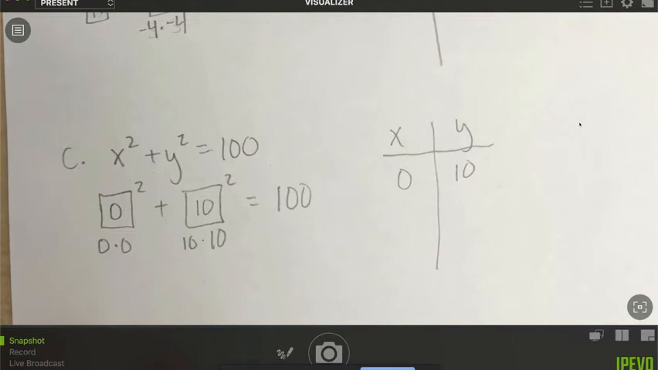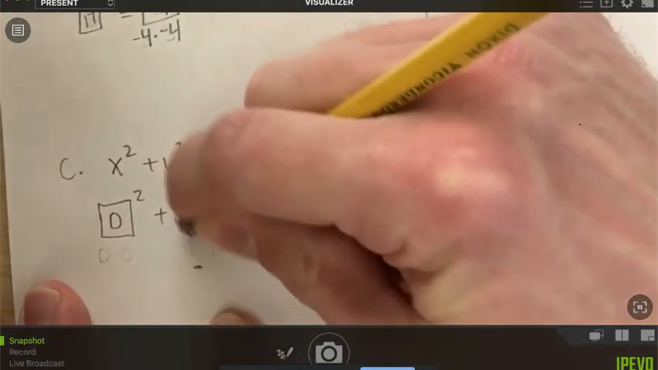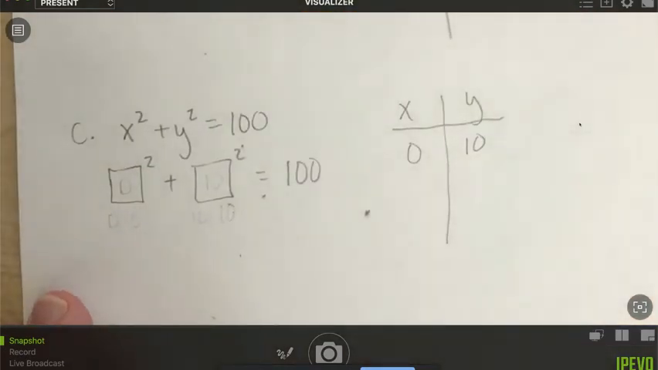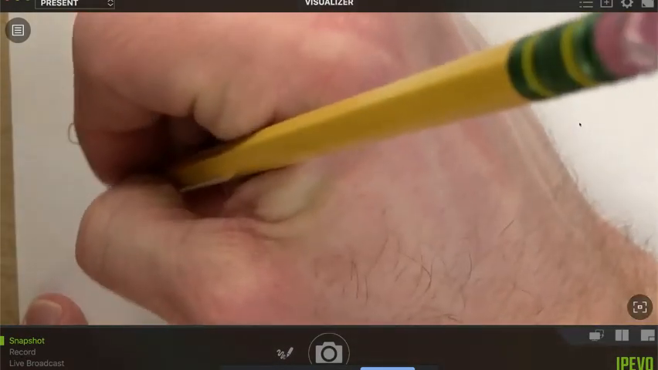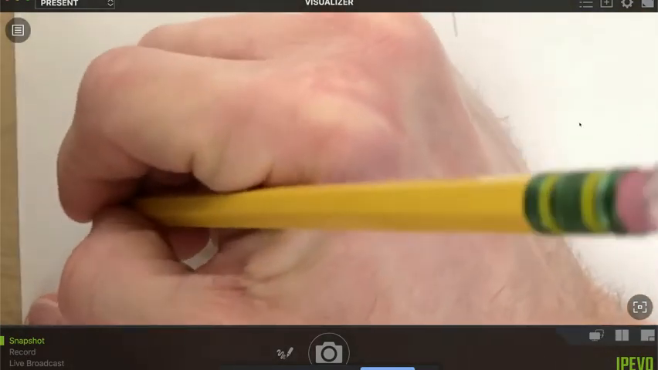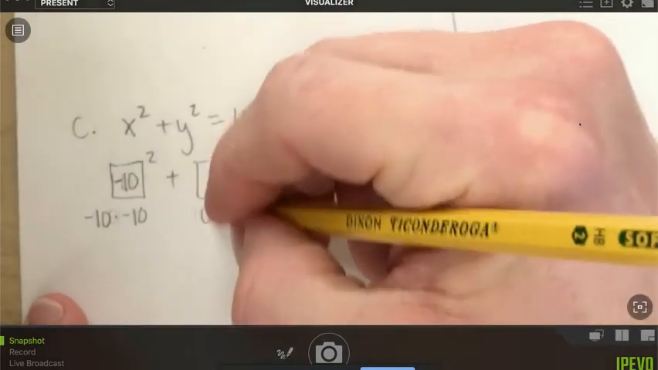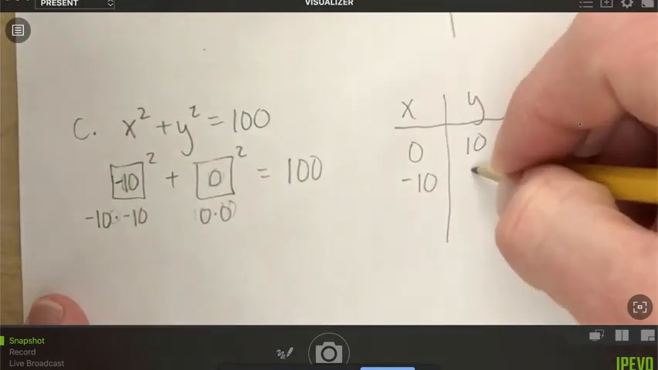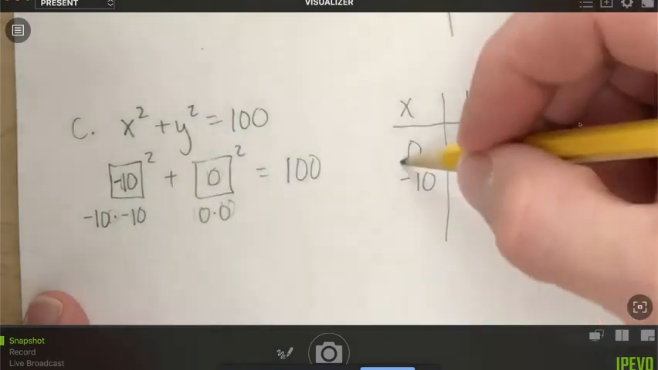What's cool about this problem is, if I get rid of these, notice how x and y are both being squared. And so I could pretty much do the exact same problem, though I'll do a negative version this time, but backwards. Because this would be negative 10 times negative 10, which would be 100, plus 0 times 0, which would be 0, which would be 100. And so notice how by flipping around the values, I'm able to find another possibility.